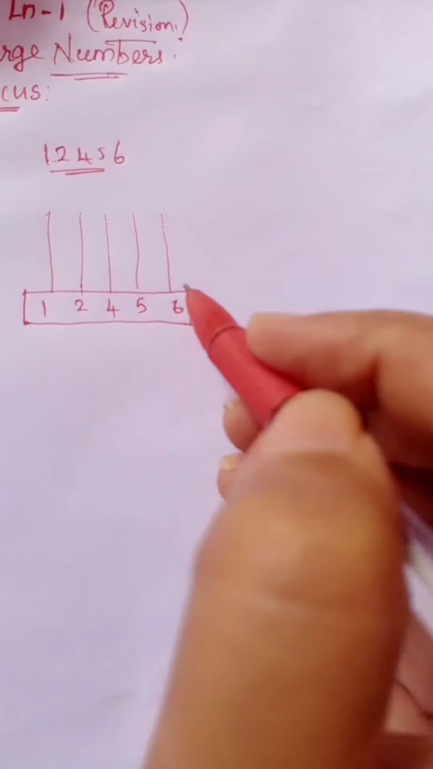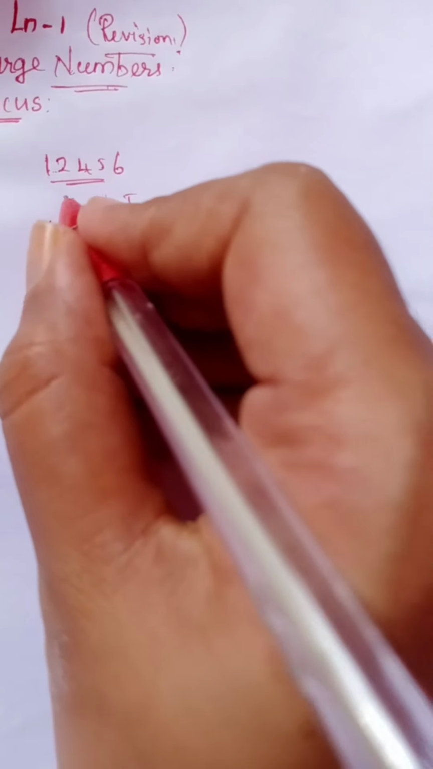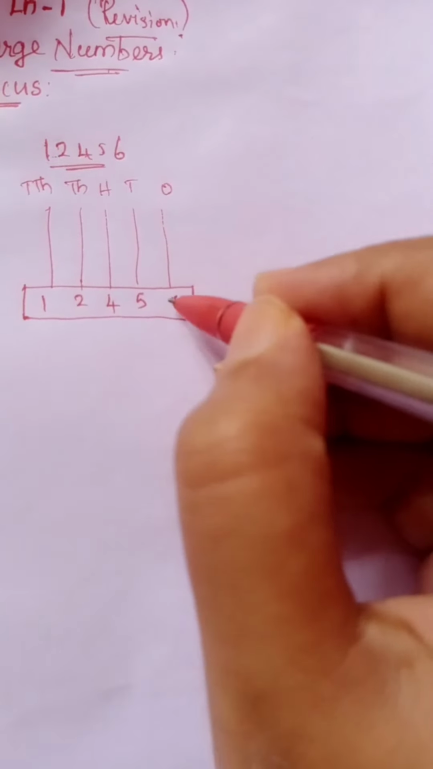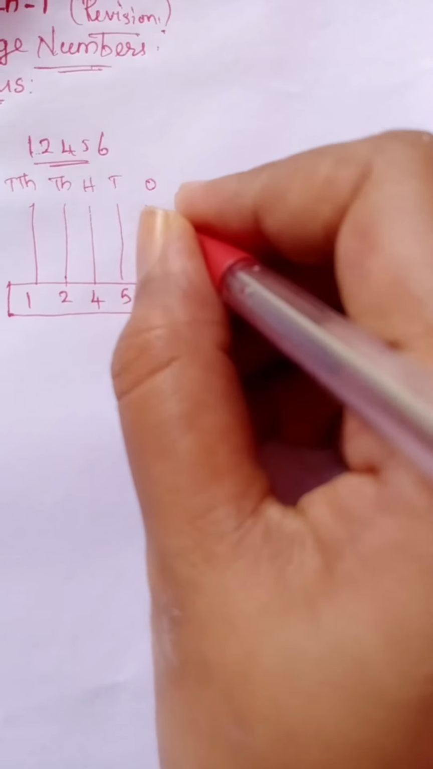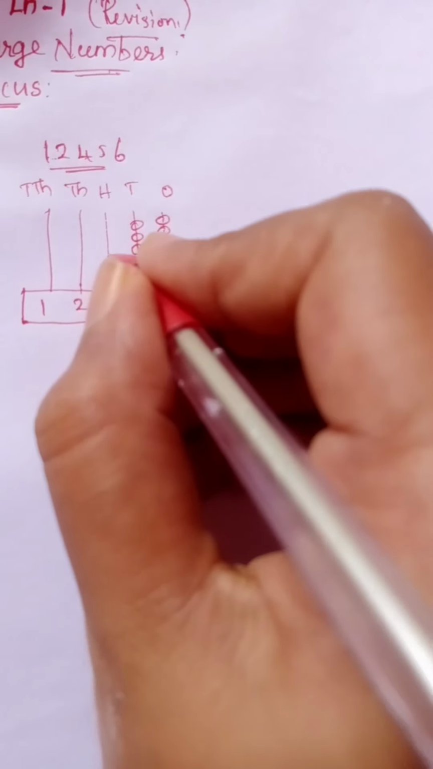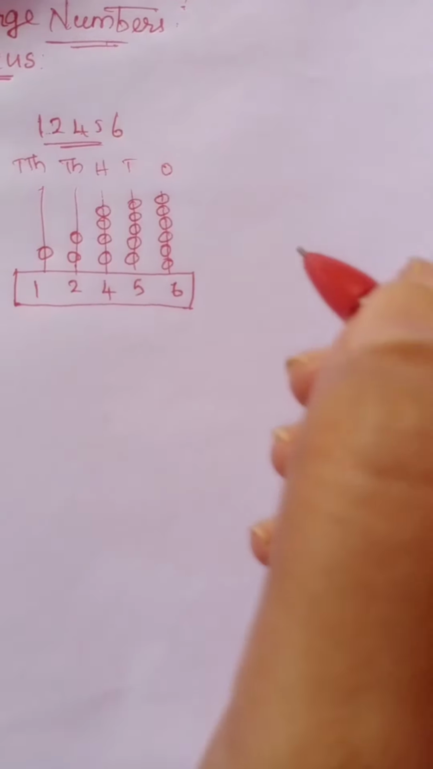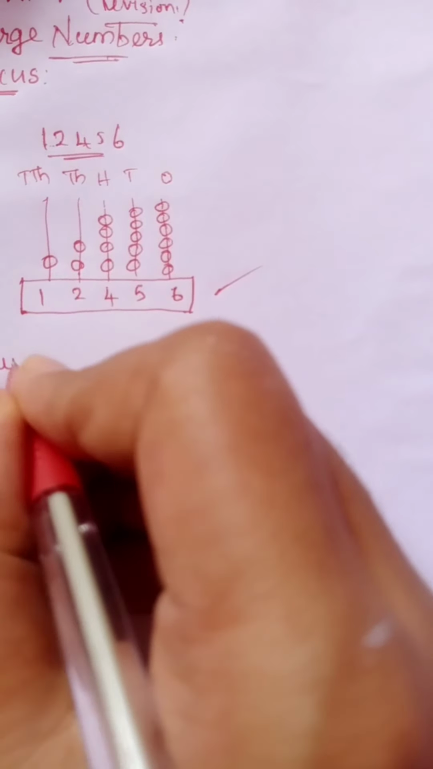Then let's write the place value of this number: ones, tens, hundreds, thousands, 10,000. Now let's mention the beads at each spike. Here the number is 6, so 6 beads. Here the number is 5, so 5 beads. And here the number is 4, so 4 beads. And number 2, 2 beads, and 1, only 1 bead. That's it. This is how you have to draw an abacus for any number.